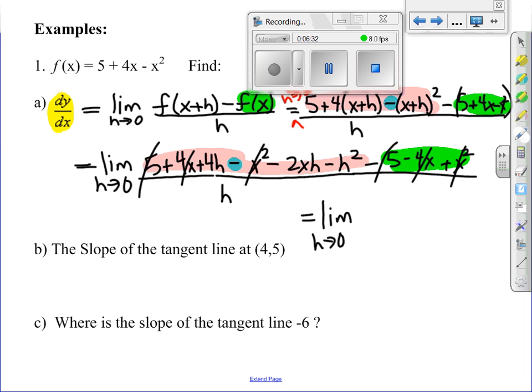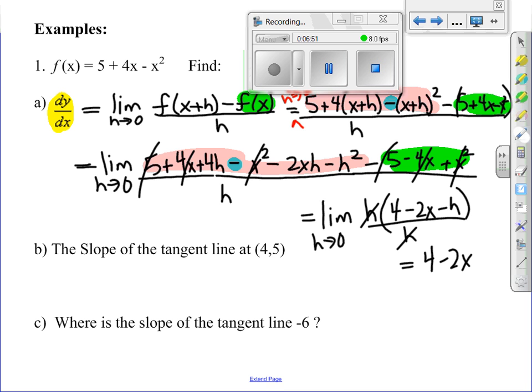is something that we can take h out as a common factor. And when we do that, we get 4 minus 2x minus h. And the h's cancel out, and we then again replace h with 0, and we get 4 minus 2x. So that represents the slope of the tangent line at any point.